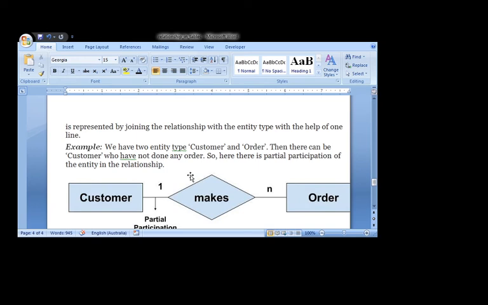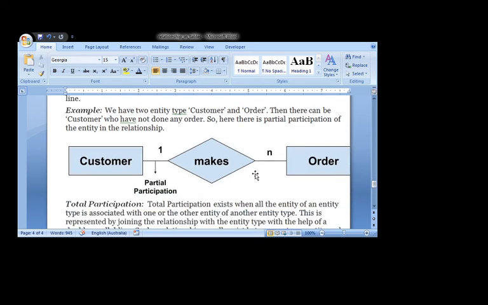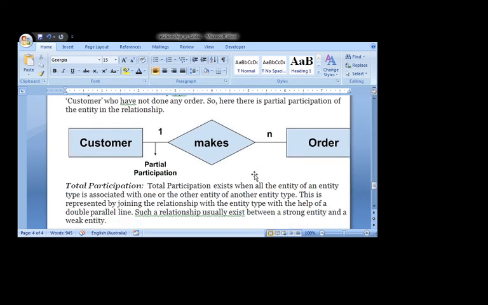For example, we have two tables, customer and order. There can be customers who have not done any order. So, here this is a partial participation of the entity in a relationship. Another is total participation.